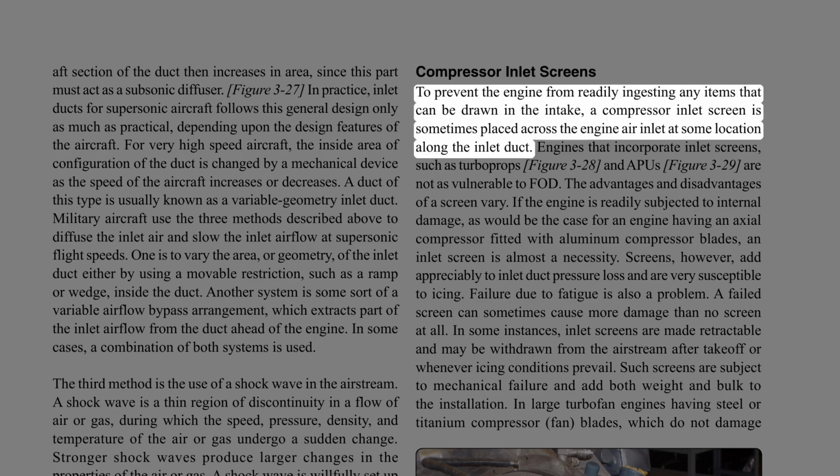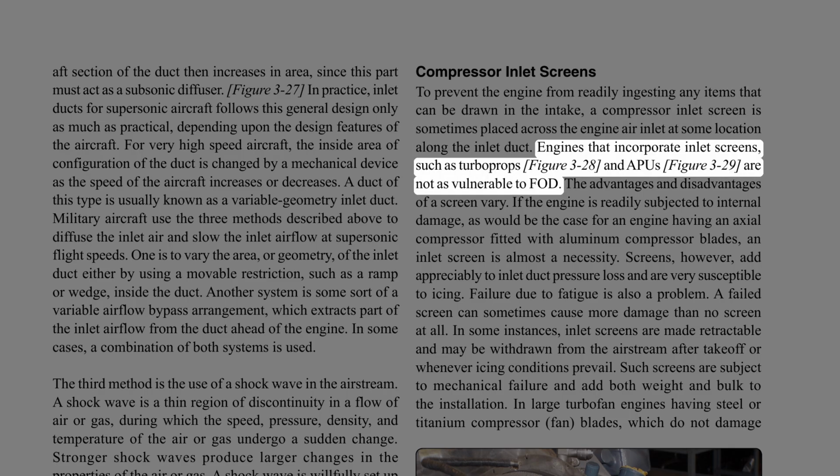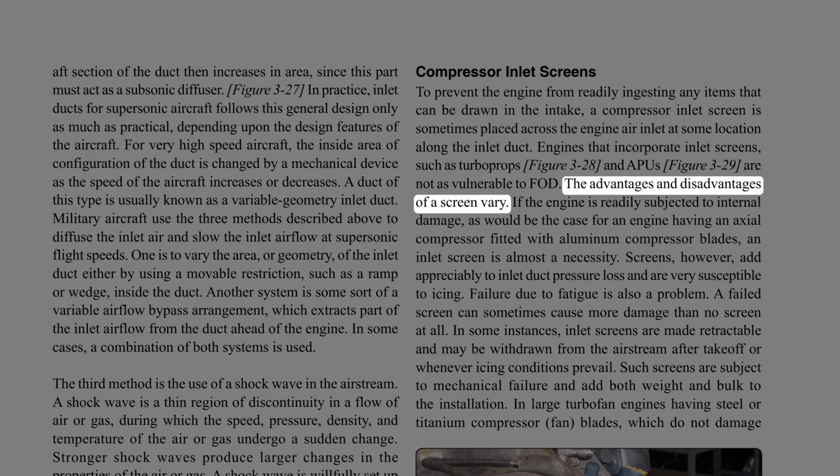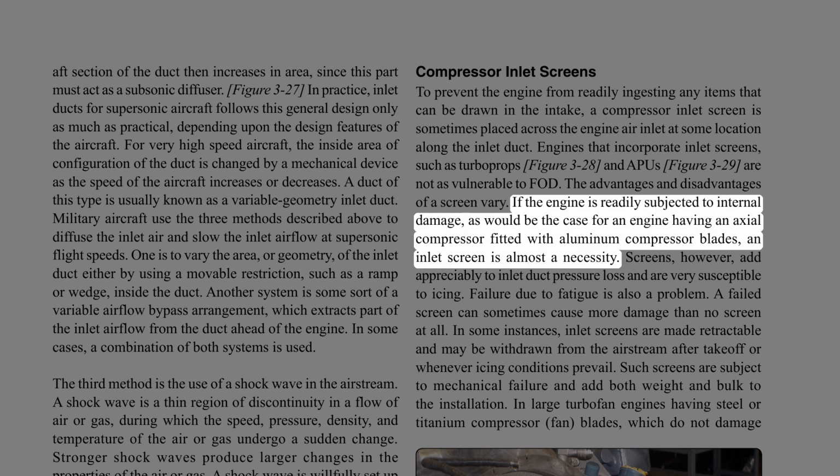To prevent the engine from readily ingesting any items that can be drawn in the intake, a compressor inlet screen is sometimes placed across the engine air inlet at some location along the inlet duct. Engines that incorporate inlet screens, such as turboprops, are not as vulnerable to FOD. The advantages and disadvantages of a screen vary. If the engine is readily subjected to internal damage, as would be the case for an engine having an axial compressor fitted with aluminum compressor blades, an inlet screen is almost a necessity.